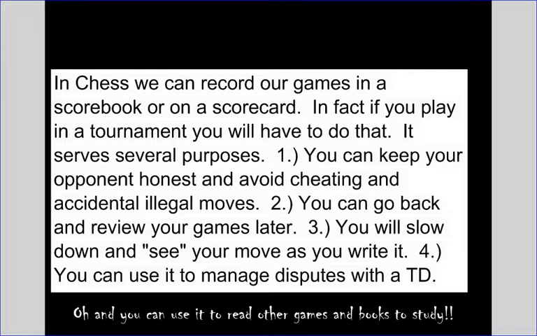Number four, you can use it to manage disputes with a TD. That's what I mentioned before. And oh, by the way, you can use it to read other games and books to study. At the end of this lesson, there is a game by Bobby Fischer that you can study.